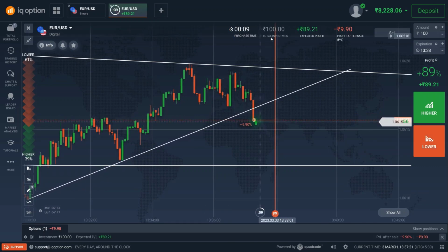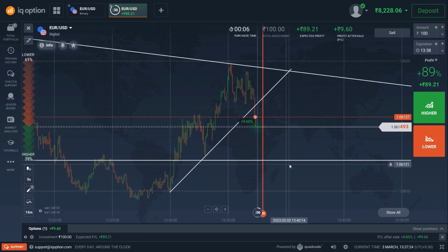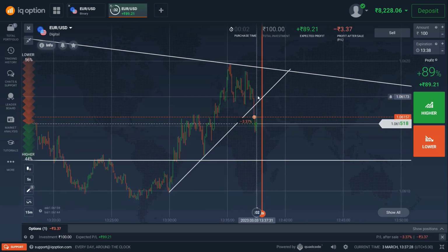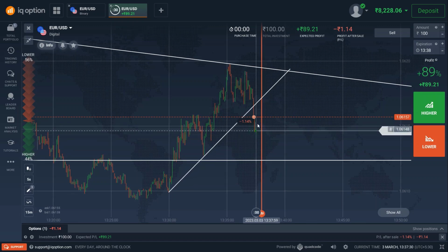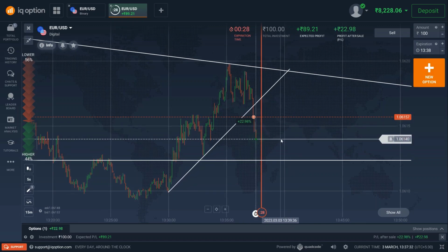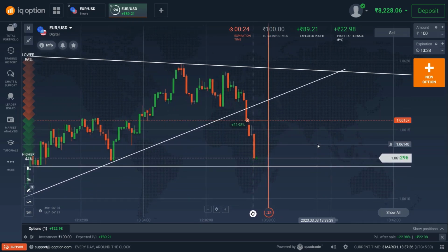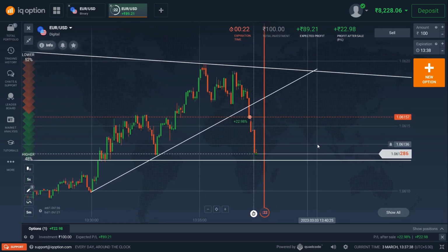Guys, I've taken a 5 minute down trade here, sorry, 1 minute down trade here, and the reason I did that, you can see this was a retracement phase. The trend was broken here, and that's the reason I've taken a 1 minute down trade from here. So let's just see how it ends, and then I'll explain the setup of this 1 minute trade.